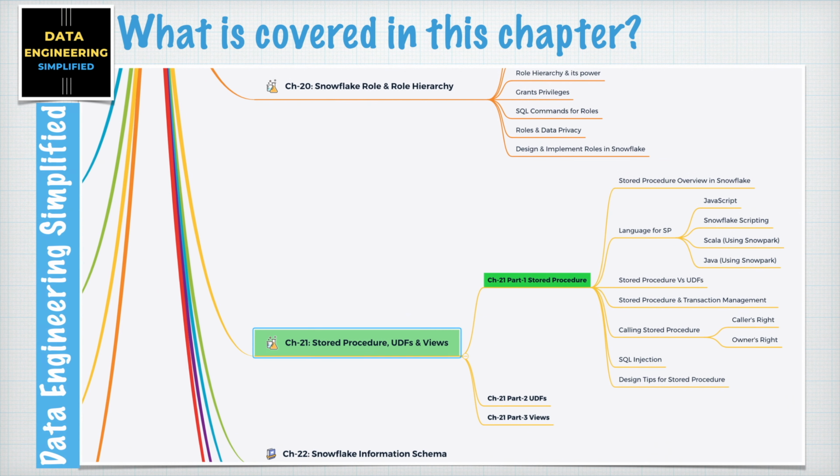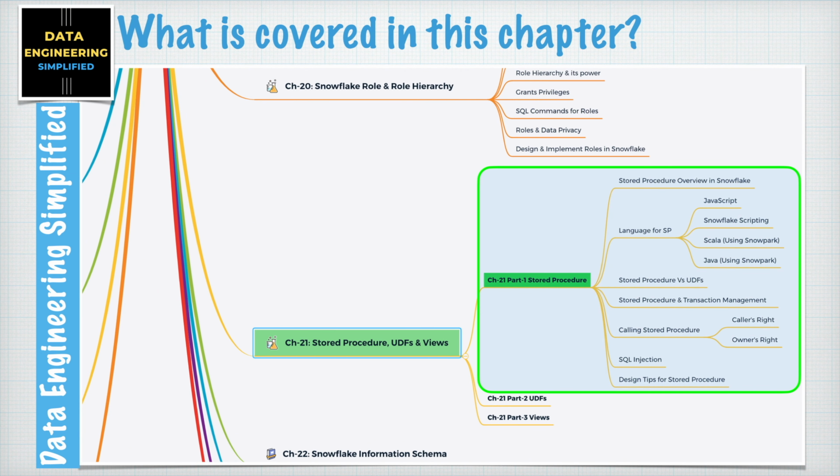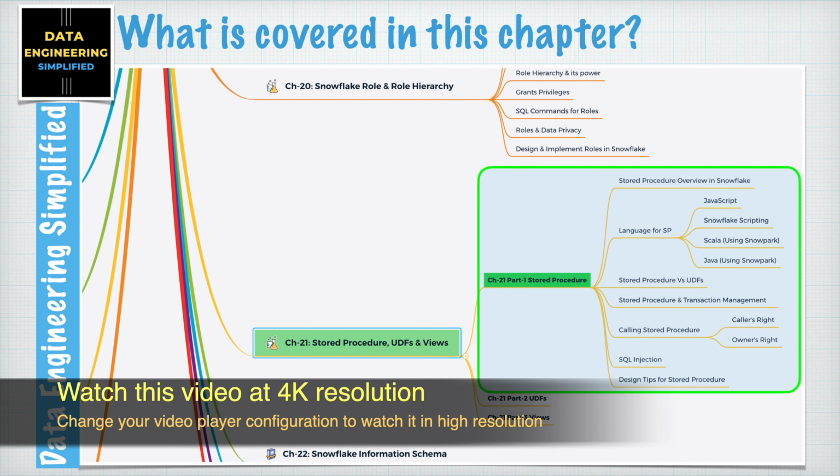This episode, episode 21, is divided into 3 parts. The first part of this episode will primarily deep dive into stored procedures and how we can use JavaScript as a programming language to build complex business logic. We will also understand how the owner's and caller's rights concept works in Snowflake when it comes to stored procedures. We will practice everything using the Snowflake free trial edition and have a hands-on exercise to cover all the concepts listed in this slide.